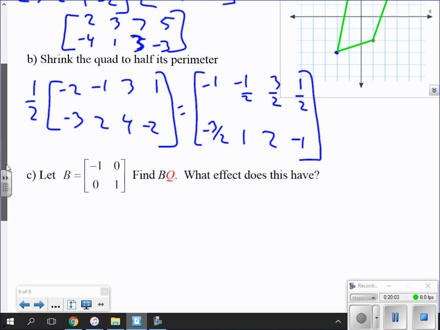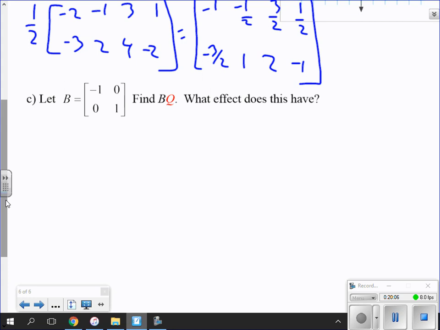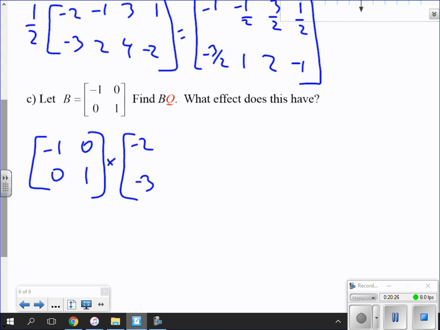And then the last one. Let B equal a particular matrix. Let it equal negative 1, 0, 0, 1. Find B times Q. So I take B, negative 1, 0, 0, 1, and I multiply that times Q, which is negative 2, negative 3, negative 1, 2, 3, 4, 1, negative 2. And if I multiply that all out, remember it's these rows times these columns.